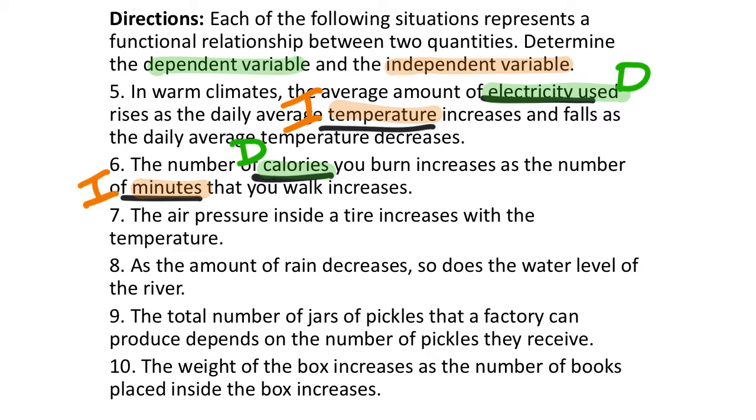Usually, unless it's worded very specifically to make it dependent, it usually is always independent. So number 7, the air pressure inside a tire increases with the temperature. So two things on this one, air pressure and temperature. Now when we say temperature, we're looking at temperature outside, I assume. It could be the temperature of the tire, I guess, which still should depend on the temperature outside. It increases with, so it means that as the temperature increases, then the air pressure may increase as well.